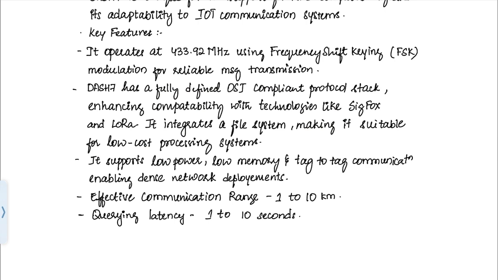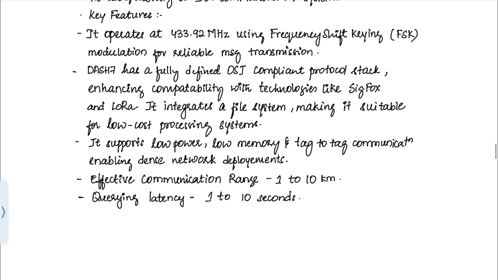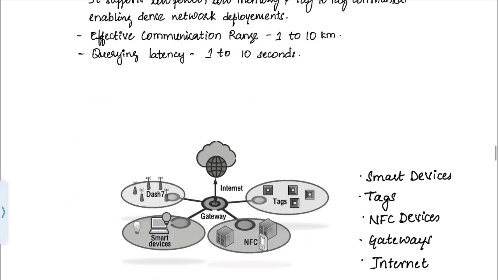Then speaking about power consumption, it supports low power, low memory, tag to tag communication, enhancing dense network deployments. Speaking of range and latency, effective communication range is between 1 to 10 kilometers, and querying latency is 1 to 10 seconds. That means it is in the medium range of latency.